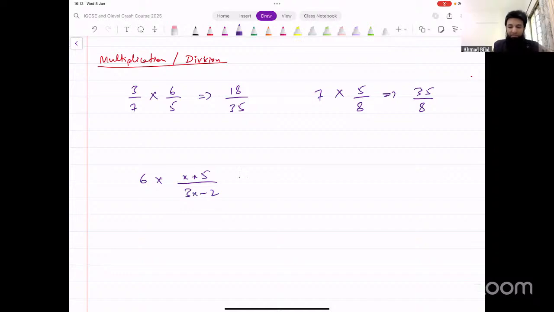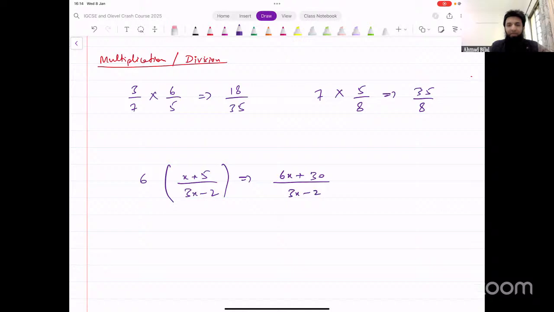Now, the 6 is only going to get multiplied with the numerator and not the denominator. So it will be 6 multiplied by this whole thing. A better way of writing this could be using brackets. So 6 multiplies only with the numerator, and that gives you 6 times x plus 6 times 5, which is 30: 6x plus 30 divided by 3x minus 2. And that's the fraction that we get as a result of this.